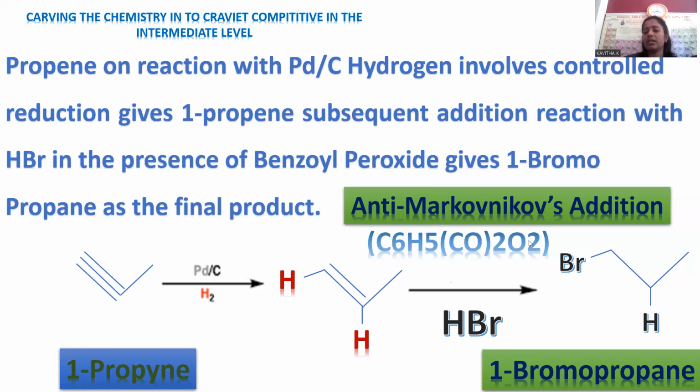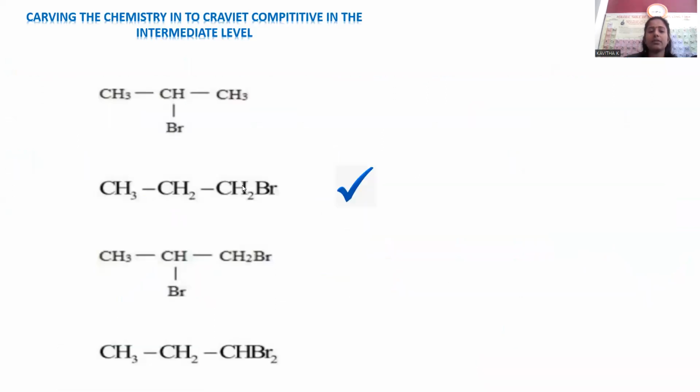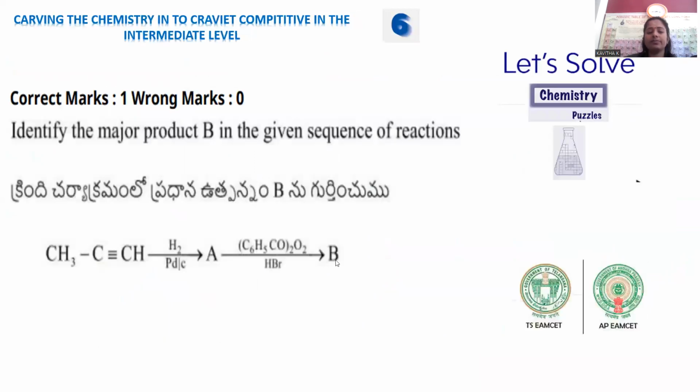If you remove this benzoyl peroxide and only HBr is mentioned, you get 2-bromopropane as the final product. In the absence of peroxide, 2-bromopropane is the final product. In the presence of peroxide, 1-bromopropane is the final product. Peroxide presence is called anti-Markovnikov. Only HBr added is called Markovnikov, right? So in this sequence, we will achieve 1-bromopropane as the final product, right?